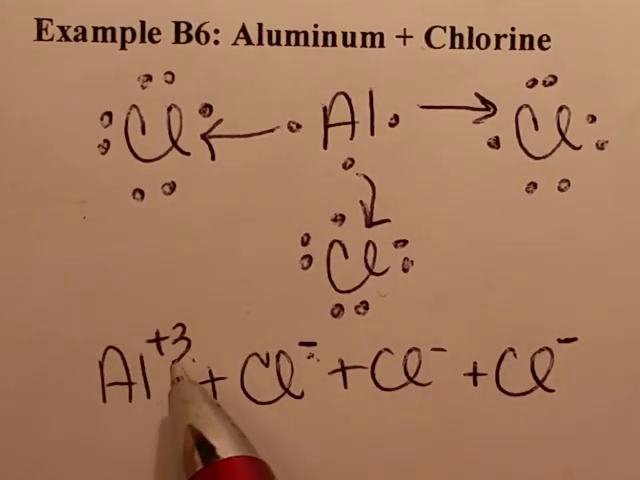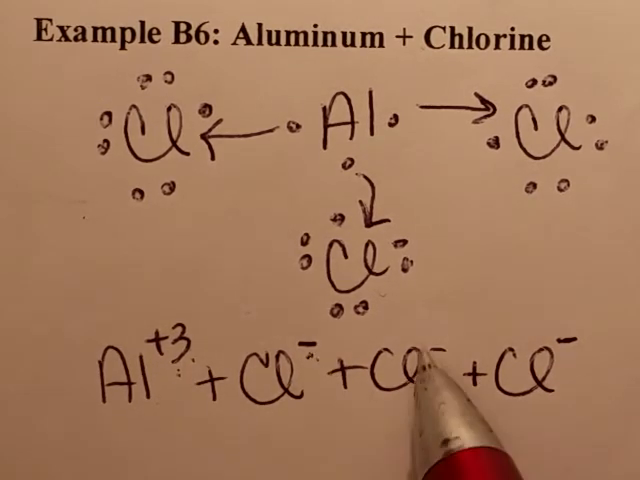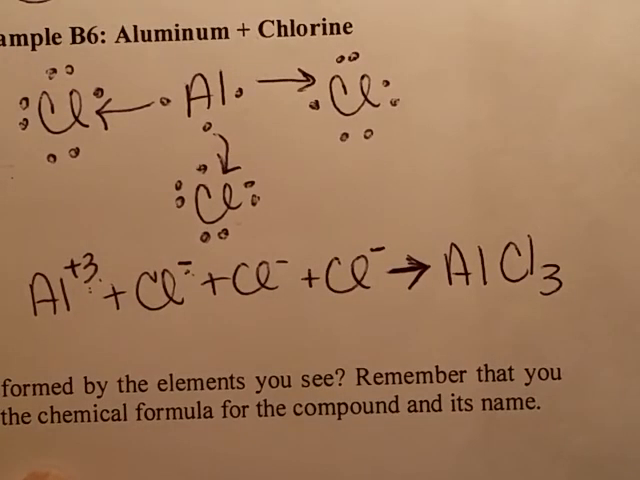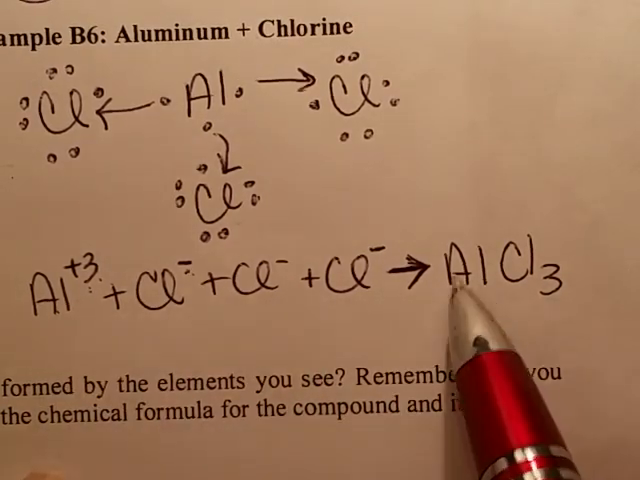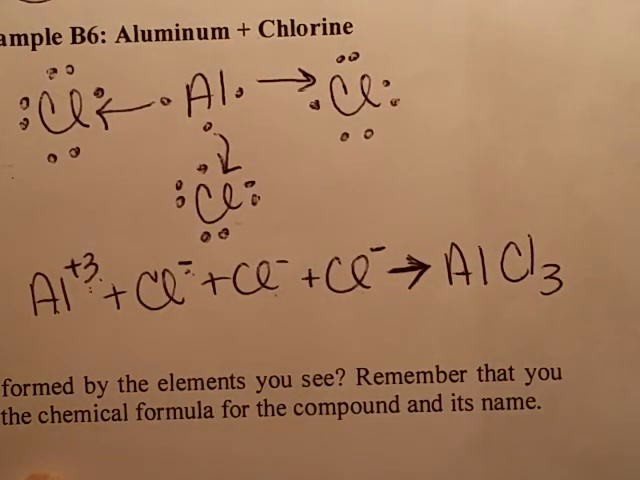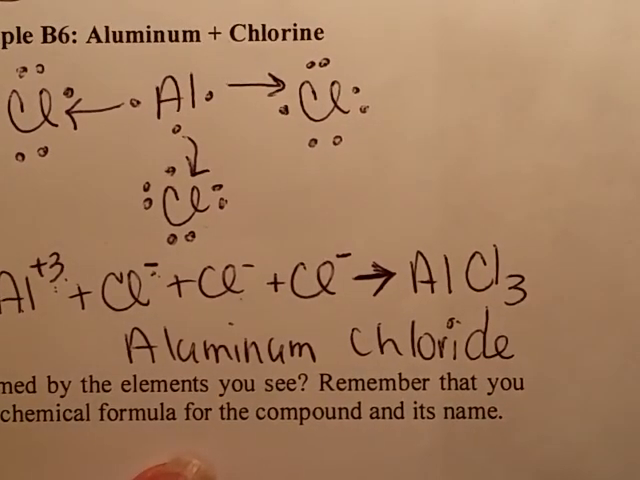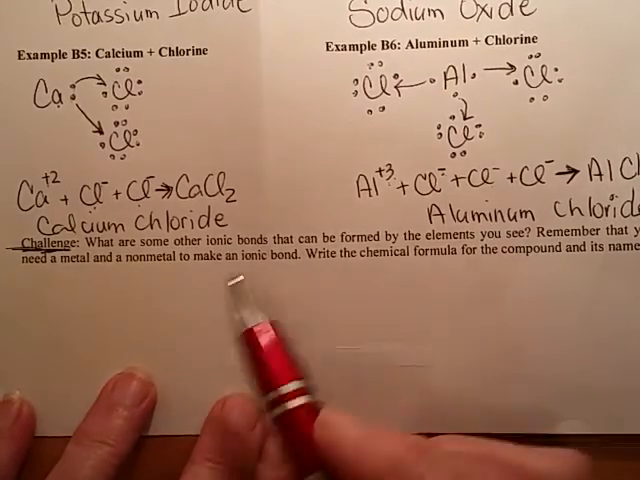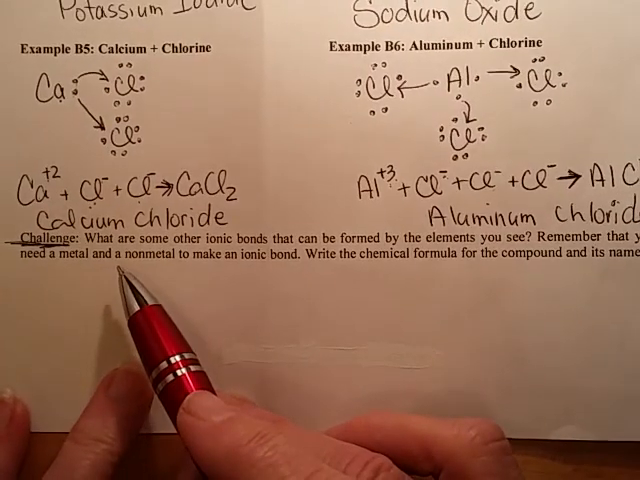So let's see if this balances. +3 minus 1, minus 1, minus 1. Yep, it does. So our resulting product, Al, 1 aluminum, 1, 2, 3 chlorines. And write the name, aluminum chloride. So you have one challenge here that I want you to do.